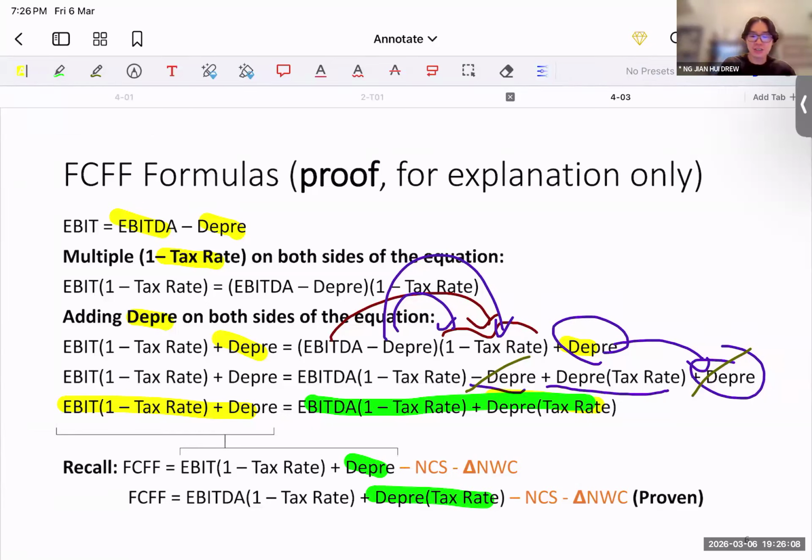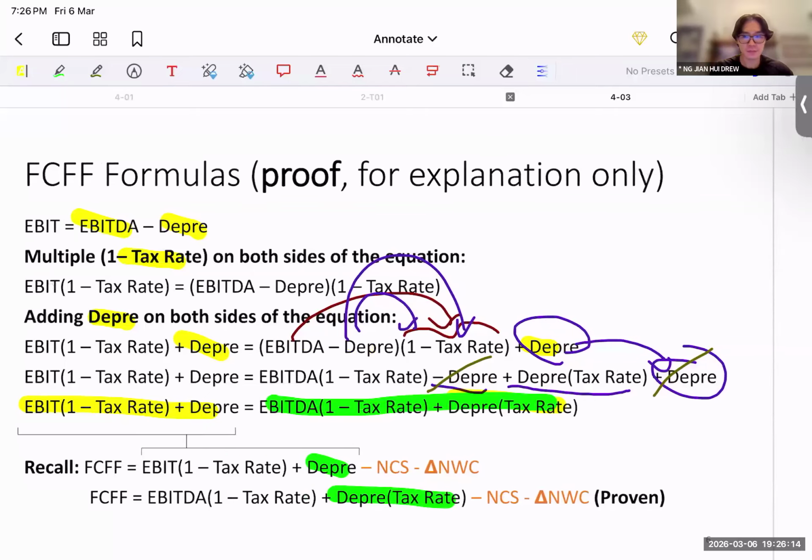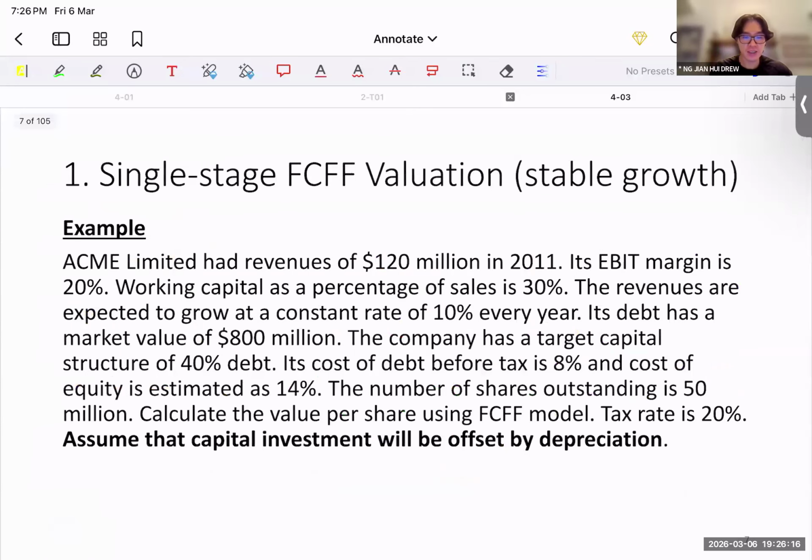Okay. Do you have any questions? Okay. Maybe no questions. So let's look at one example here. This example again is quite similar to our DDM lecture. It's exactly the same company as well. We just added a bit more information here and there.